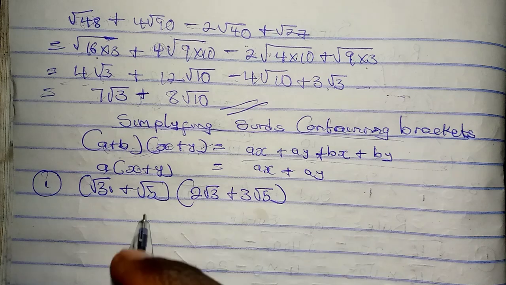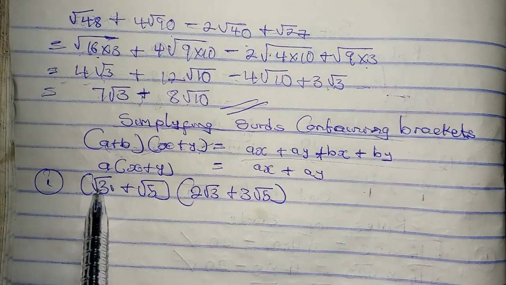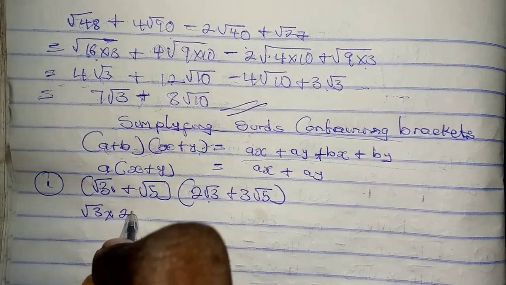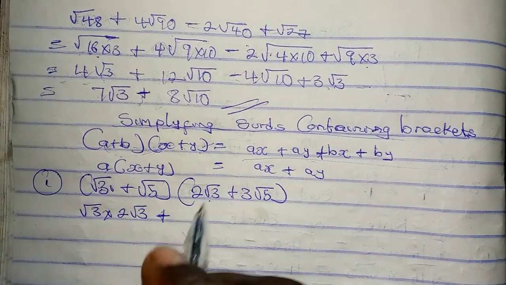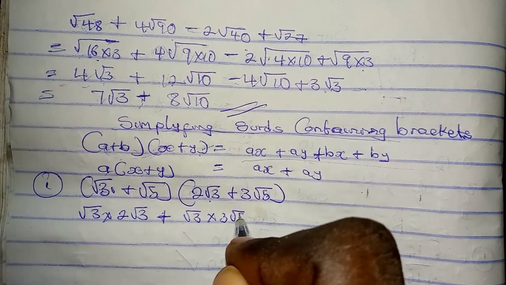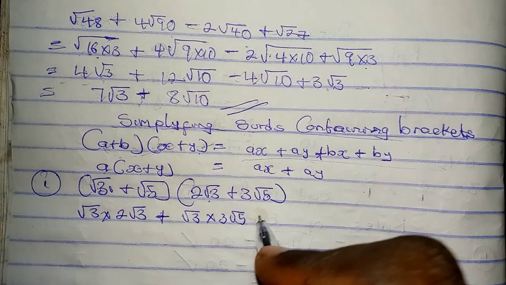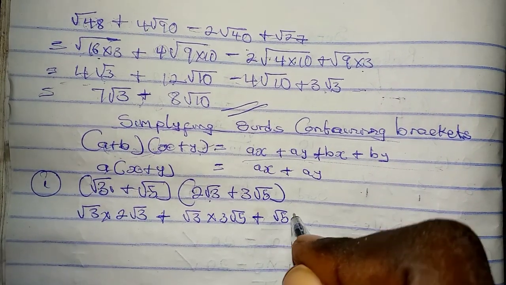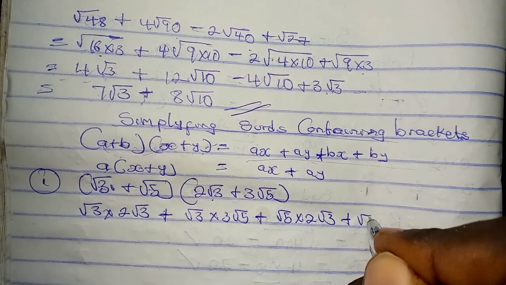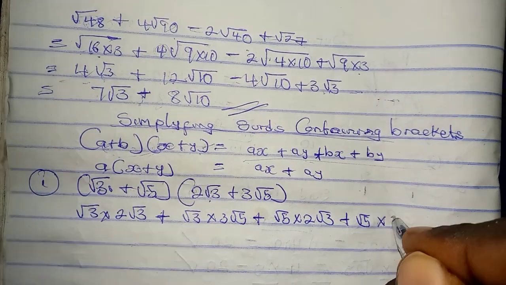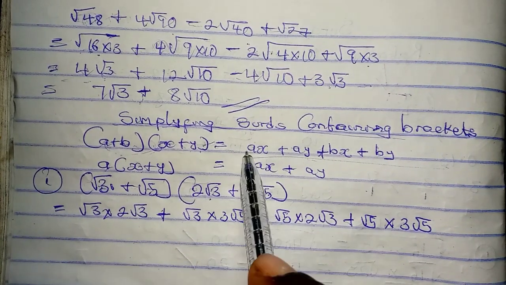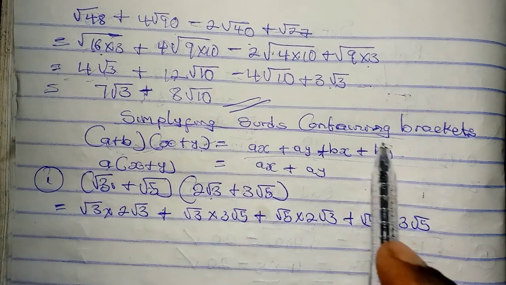To simplify this, we are going to simplify it in this form. We have root 3 times 2 root 3, plus root 3 times 3 root 5. Also, we have root 5 times 2 root 3. Also, we have root 5 times 3 root 5. Don't forget, we are simplifying in this form. This is the form that we are following.